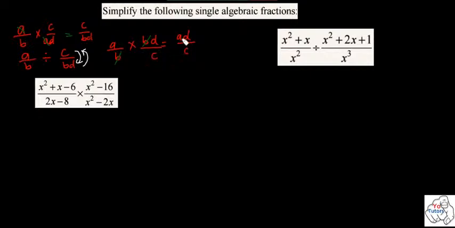If you also see that something is common when you're multiplying, you can simply cancel it out, then you won't have a problem. Now, let's look at the current work that we have at hand. Here, we have x squared plus x minus 6, over 2x minus 8, times x squared minus 16 over x squared minus 2x.